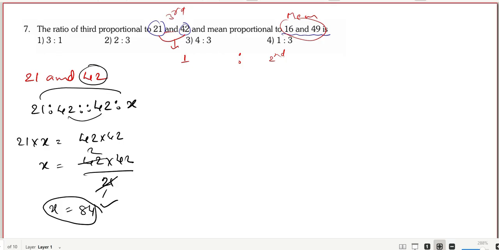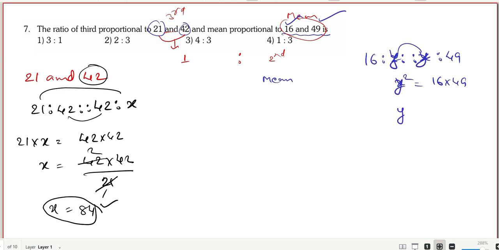And what else do we need to find out? We need to find out the mean proportional. Mean proportional means the first term and the third term are given, and the second and third terms are equal. So if I suppose those equal terms as x, we can write the product of means, that is x square is equal to 16 into 49. Let me suppose it is y, to avoid confusion. So y square is equal to 16 into 49. So y is equal to square root of 16 into 49. Square root of 16 is 4 and of 49 is 7. That is y is equal to 28.